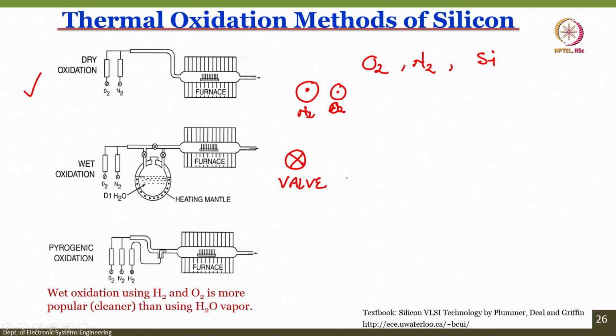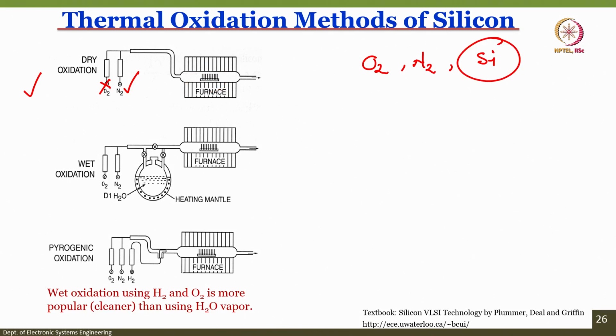Now, let us understand the dry oxidation technique. Initially, when the wafers are placed in the furnace, only nitrogen is allowed to flow, not oxygen. In the presence of nitrogen, the wafers are placed inside the furnace. Why? Because nitrogen is an inert gas, it will not react with silicon. So we use nitrogen as a carrier gas.